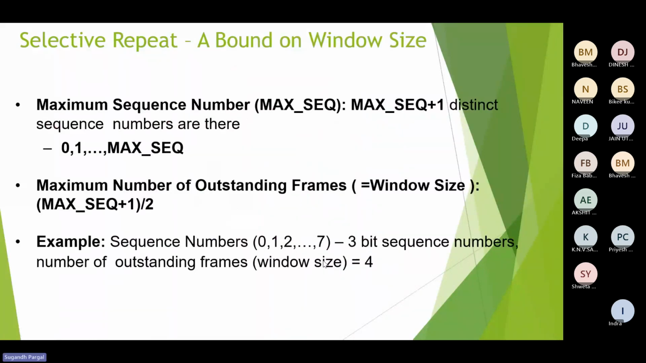The sequence numbers here will also range from 0 to maximum sequence, and the maximum number of outstanding frames, the window size, can be up to (maximum sequence plus 1) by 2. It again has a proof similar to the proof I defined earlier. Say the sequence number is 0 to 7 with a 3-bit sequence number. So the maximum number of outstanding frames, or the window size, will be equal to 4. That is (maximum sequence number plus 1) divided by 2, that is 7 plus 1, 8, divided by 2.